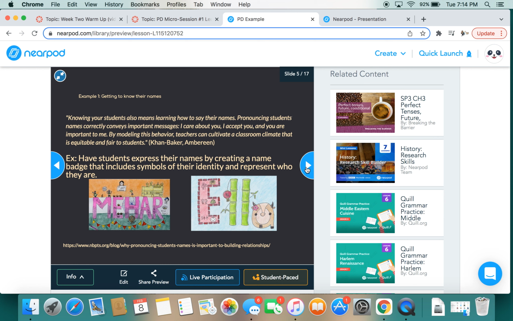One example of this is having students express and create their names by creating a name badge. This typically includes symbols that are representative of their identity and who they are. Here are two examples. If we notice they have cultural background characteristics, it can also even include any interests that they may have.